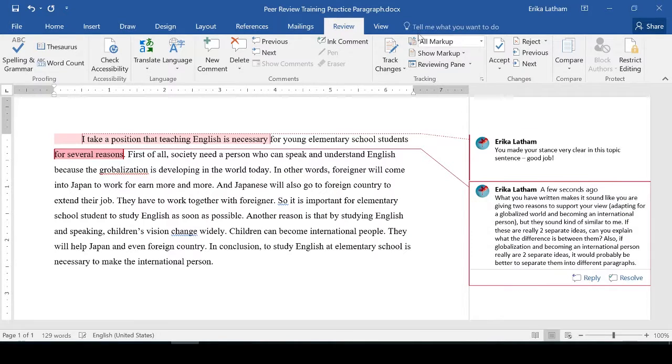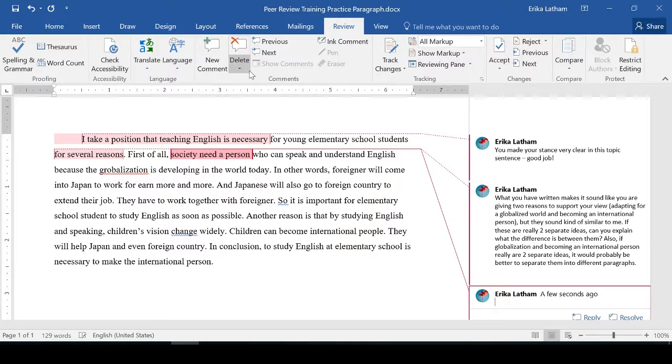Okay, so let's move on. "First of all, society needs a person who can speak and understand English because the globalization is developing in the world today." I agree with this statement, but I don't think there's really enough information in the paragraph to support that idea. So I'm going to recommend that they explain why English is necessary for globalization, and maybe that they include some evidence from outside sources.